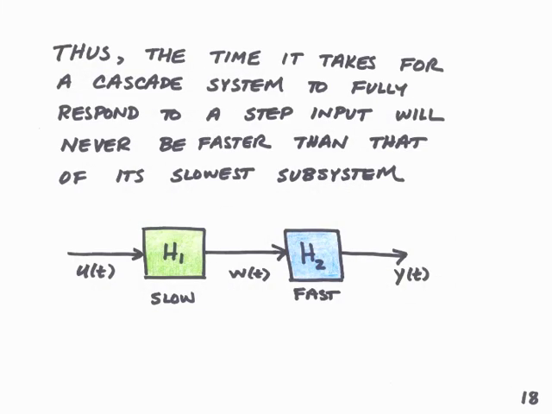This result tells us that the time it takes for a cascade system to fully respond to a step input will never be faster than that of its slowest subsystem. That is, the slowest subsystem is the bottleneck in a cascade interconnection. It will dictate how fast the system's output can respond to the input of the cascade system.